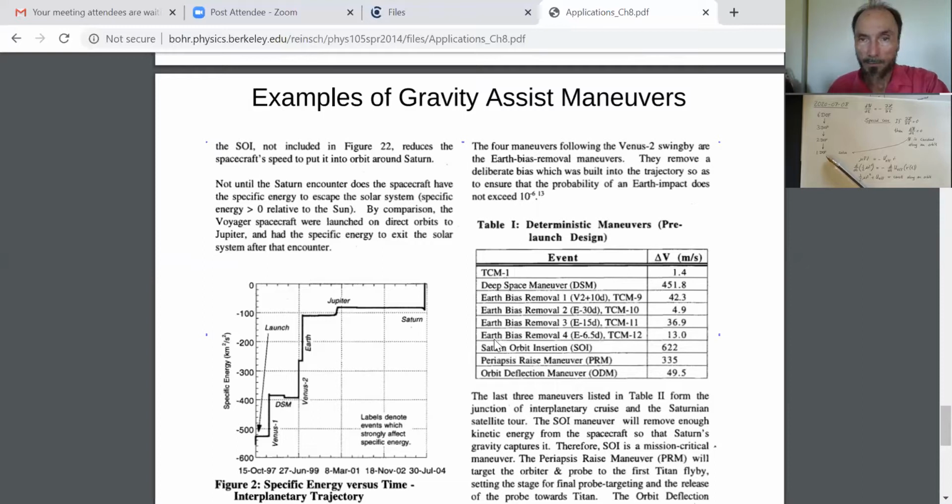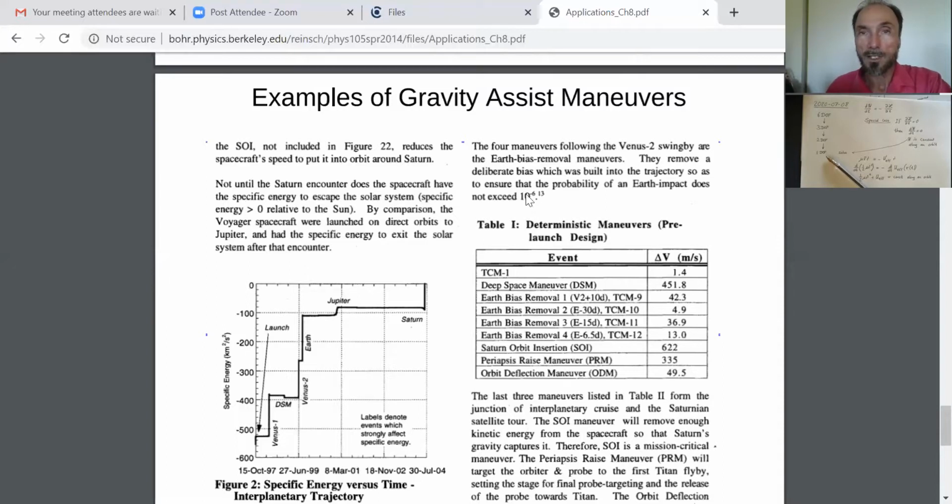Then you have the various swing-bys. Let's not talk about this bias removal, that gets a little technical. Then the Saturn orbit. The Cassini spacecraft was put into orbit around Saturn, and then a probe was landed down on a moon. Amazing stuff. But again, you have the second Venus swing-by here. Notice the first Venus swing-by. Wonderful, look how much energy we got by swinging by Venus. Then we swing by Venus again. Then we swing by the Earth.